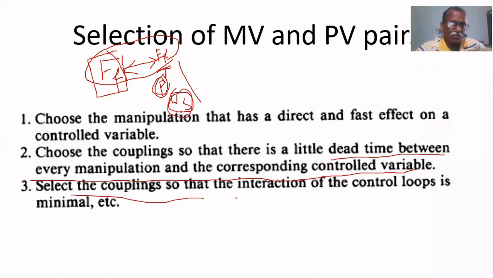The third one is to select the coupling that has minimal interaction. Now we have to see what is meant by interaction. Interaction means, suppose I want to control temperature, and because of a deviation I want to increase the temperature. Suppose temperature is controlled by WS, the steam mass flow rate. If I increase the steam mass flow rate, definitely temperature will increase. As temperature increases, definitely pressure also will increase.